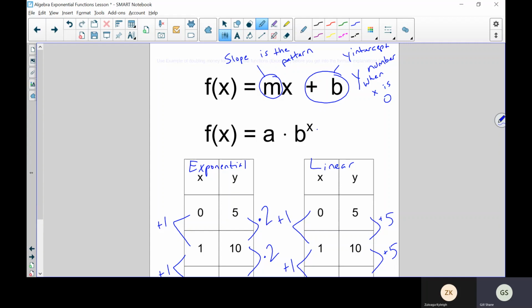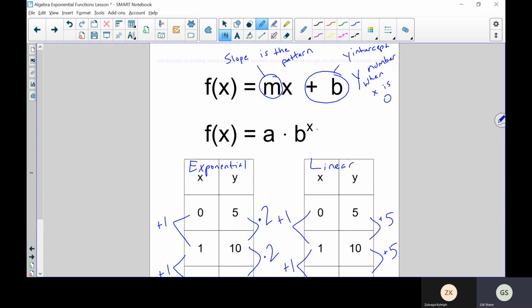If you'll notice on the sheet that you picked up, every table has an x of 0. They don't make you figure out what the y would be when x is 0. They just give it to you, which makes this actually pretty easy. So the b is the y-intercept, so that's the first thing. But it's also the y number when x is 0. So we're going to fill this out right now.